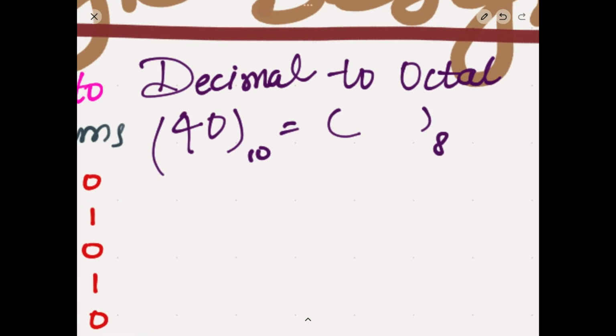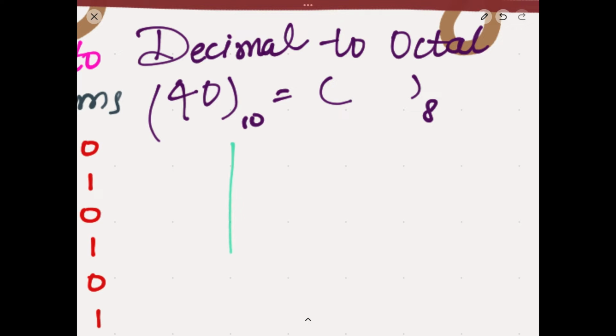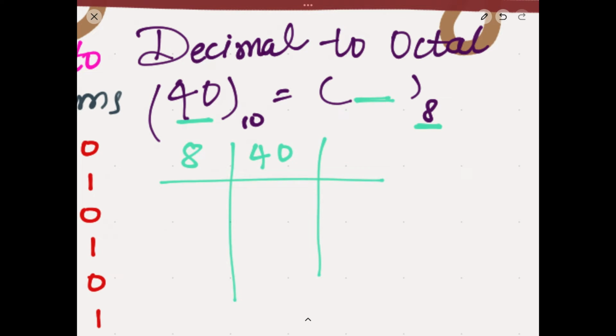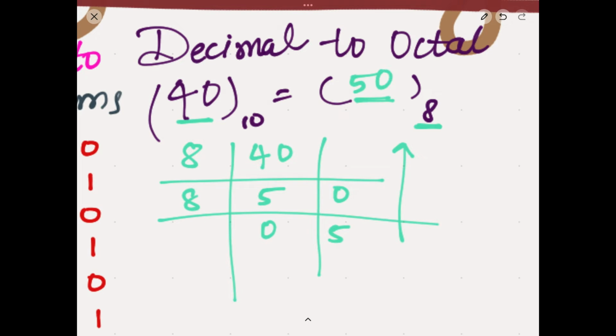Moving on to the next type, decimal to octal. We follow the same rules. We are taking 40 here and we have to find the number to the base 8. So we will divide the given number by 8, which means 8 into 40 gives us 5. There is no carry. Then again 8, 0, and the remainder is 5. We go like this, so the answer would be 50. So 40 in decimal is equal to 50 in octal.